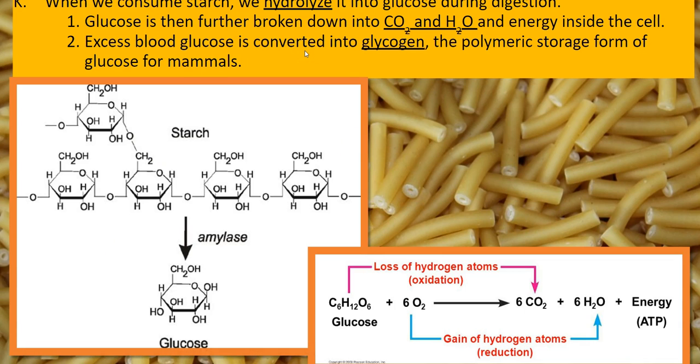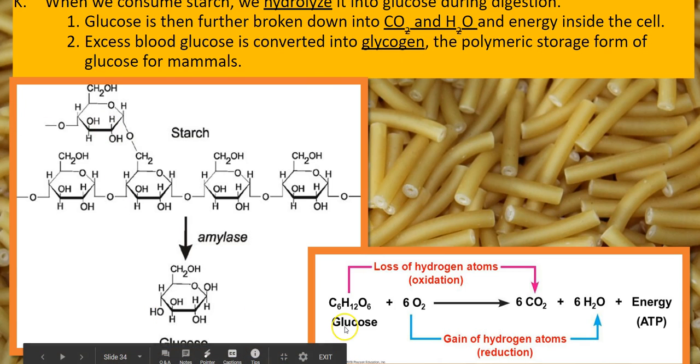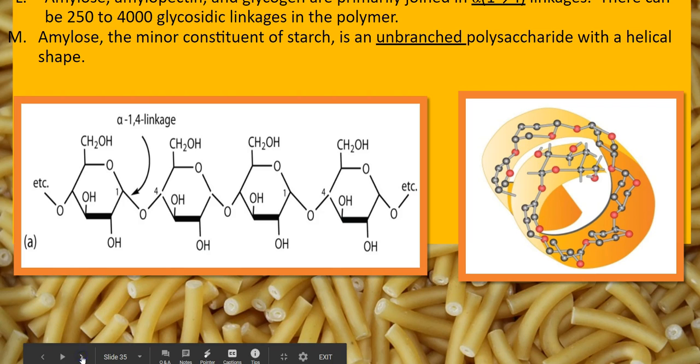So when we consume starch, we hydrolyze it, we break those glycosidic bonds, and it becomes glucose. So then glucose further breaks down into CO2 and H2O, and energy inside the cell via several step biochemical processes. Excess blood glucose is converted into glycogen. That's the polymeric storage form of glucose for mammals. So you can see glucose is what our food is broken down into. It moves to our bloodstream, takes oxygen for cellular respiration to happen, and we get energy in the form of ATP and H2O and carbon dioxide.